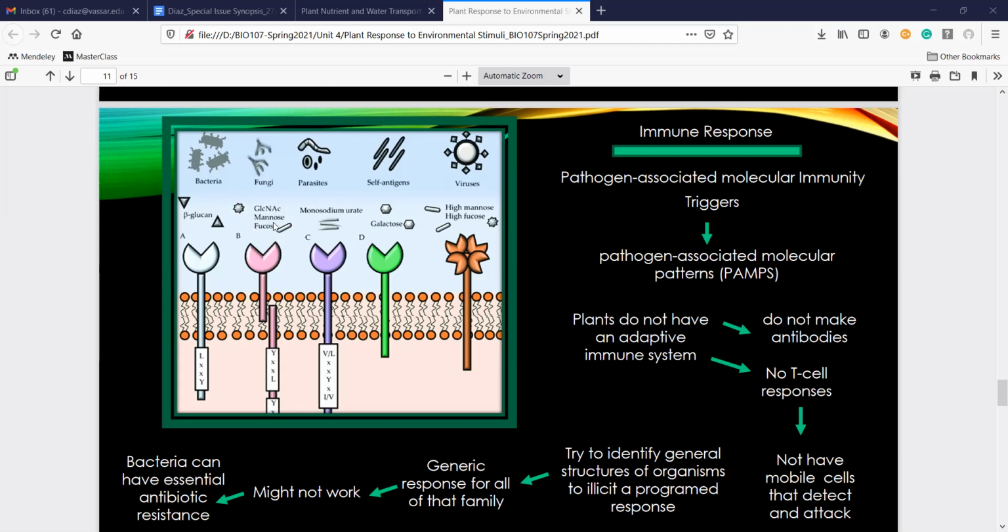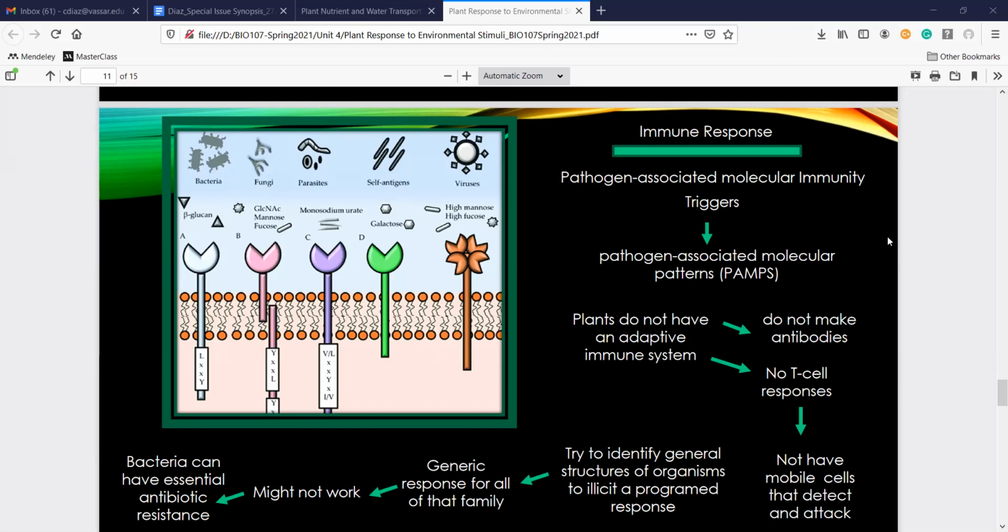Perhaps they don't have this on the outside of them, or perhaps the plant's response is, we're going to break down your cell wall with a chemical, and maybe that bacteria has a resistance to that particular material. The plant's response is going to be less energy intensive. It doesn't have to adapt to what it's doing, but it's going to be overall less effective because it's going to be less dynamic. It'll be a generic response for everything in that family, and it might not work.